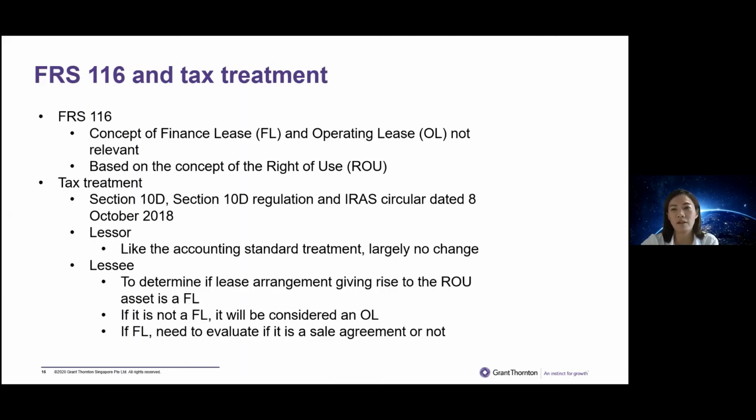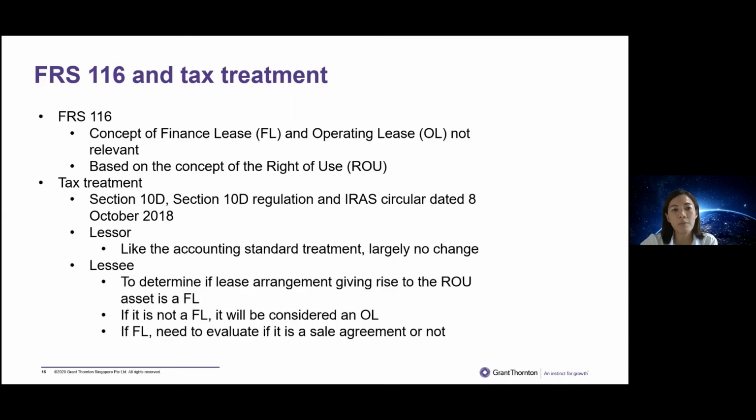For lessor, because 116 doesn't really impact the lessor accounting, the tax treatment will remain largely unchanged. In terms of the tax treatment, we draw guidance from 3 areas. One is Section 10D of the Income Tax Act, which governs the income from operating and finance leases of plant and machinery. The next is the Section 10D regulations, the subsidiary legislation of Section 10D, and also a recent IRAS circular issued on 8 October 2018 in relation to the tax impact of FRS 116.